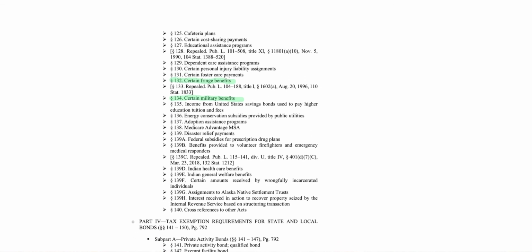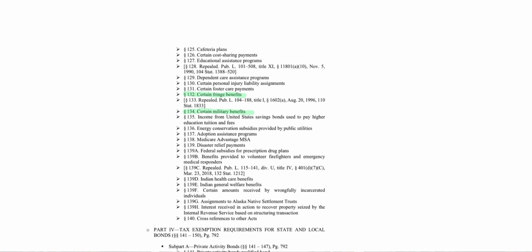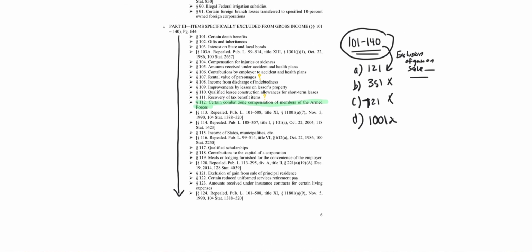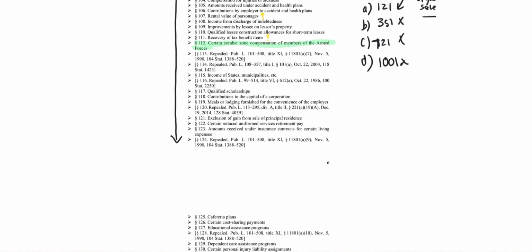136, energy conservation, no. 137, adoption. 138, 139, 139A, 139B, nope. 139D, 139E, 139F, G, H, nope. 140, cross-references other acts. Cross-reference sections, by the way, they're not going to provide substantive stuff. So we've got 3 code sections to look at. We're going to start in order. So 112, and if 112 provides an answer, well, we're going to stop there. If not, 132 and then 134.